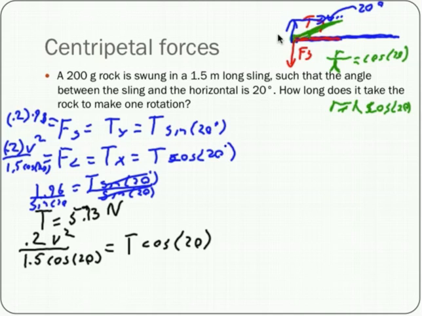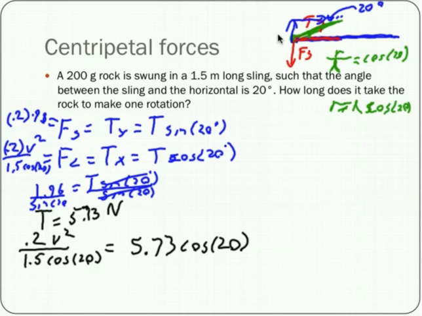So solving this out for T, we want to divide both sides. Actually, not solving it for T. We already know what T is. Never mind. So let's actually go ahead and plug that in for T. I'm going to erase that. So T, we just figured out, is 5.73 newtons. 5.73 times cosine of 20 right here. And so multiplying this out, on the right side, 5.73 times cosine of 20.